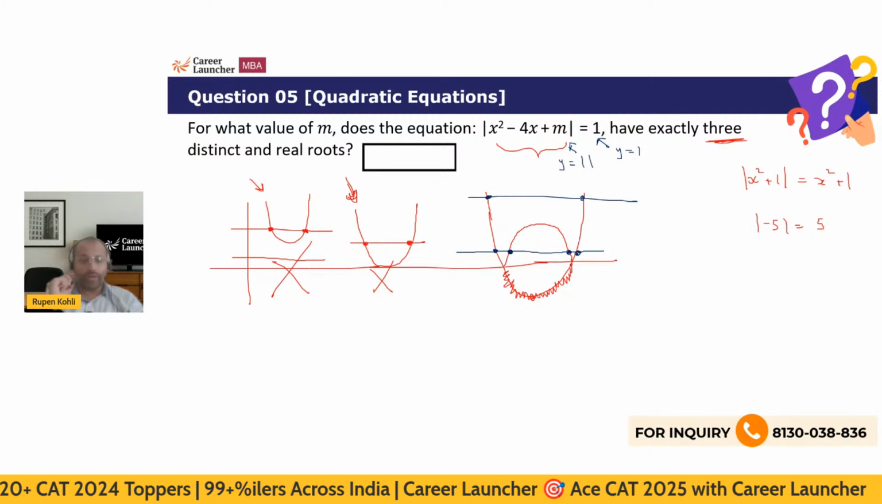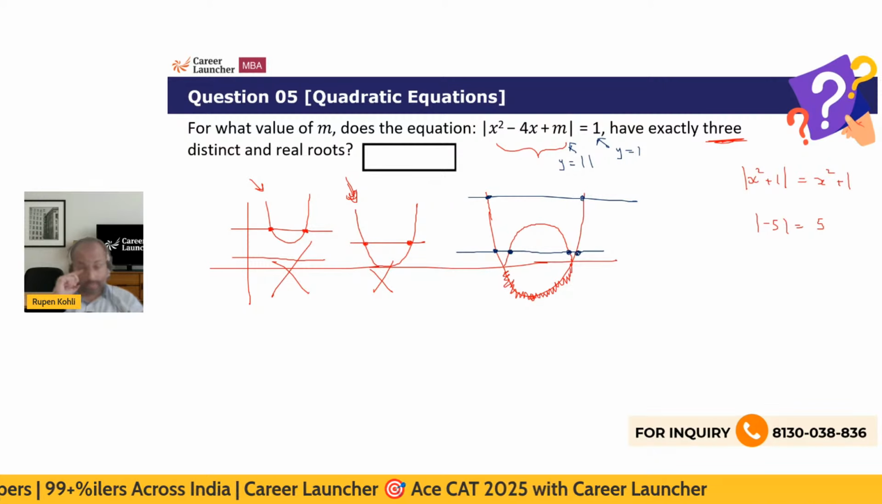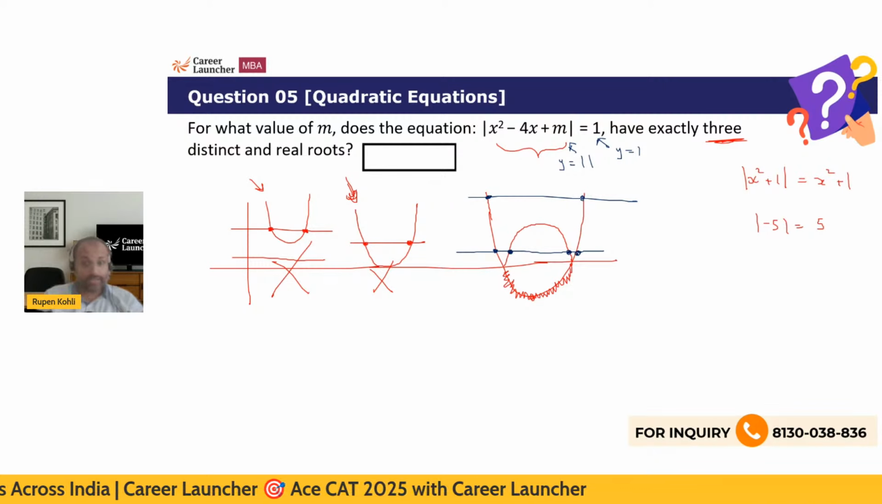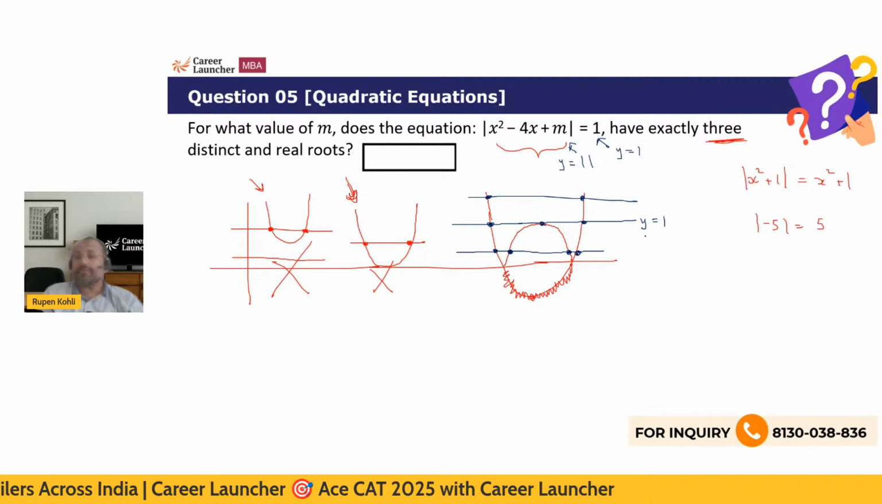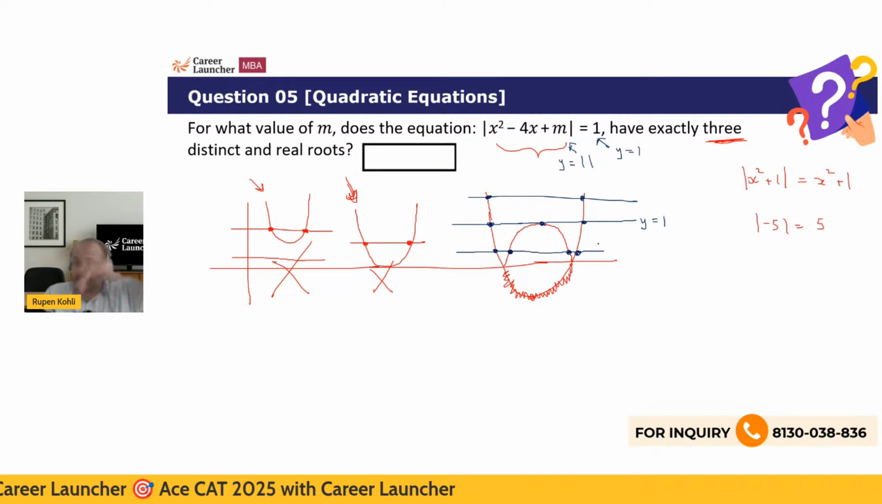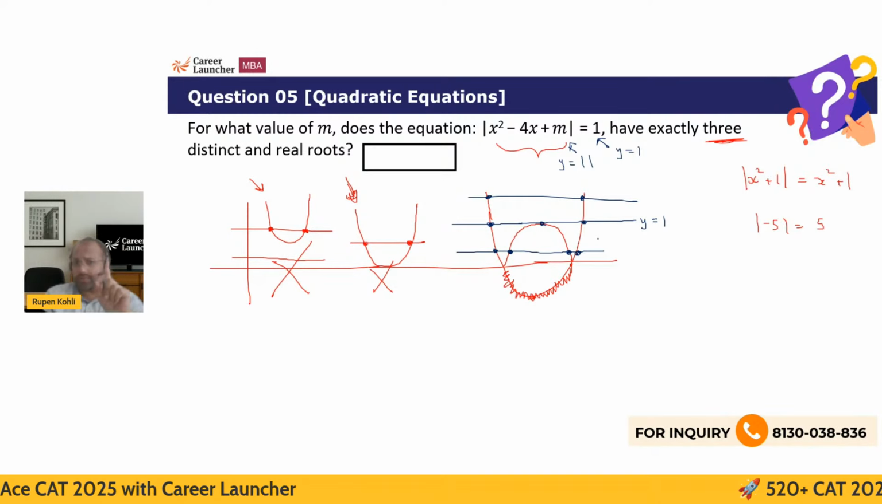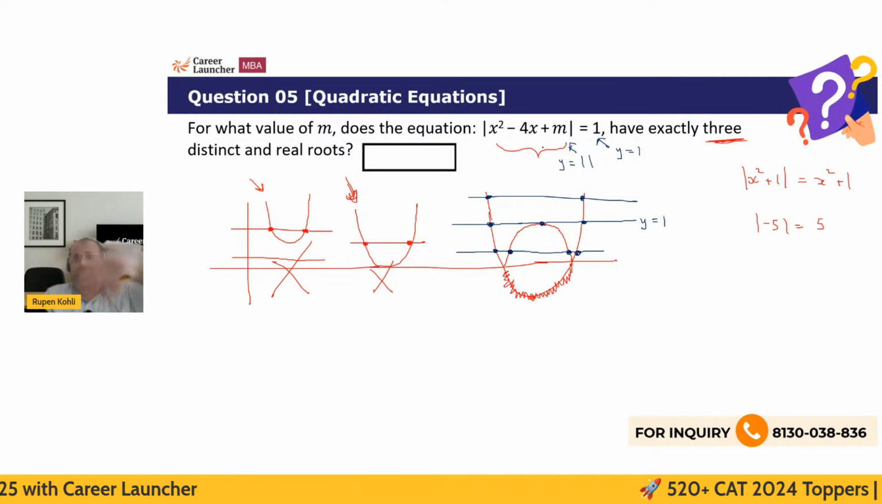Are you getting what I'm going to say now? Yes. So this line y equal to 1 should be exactly touching the vertex of the parabola. So that now we have these 1, 2, and 3 solutions. So this is the line y equal to 1. It means the vertex of the parabola, when reflected about the x-axis, not the original vertex of the original parabola, but the reflected one, is at y equal to 1.